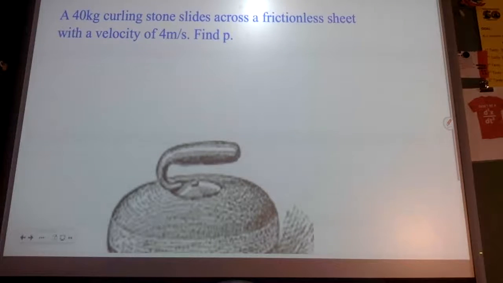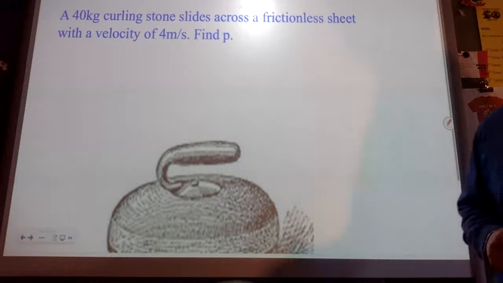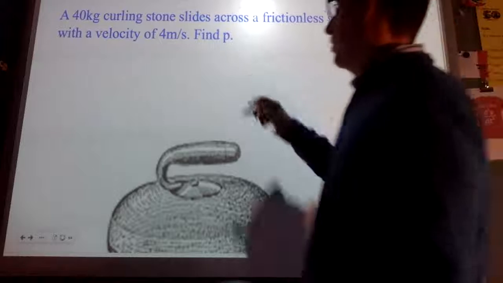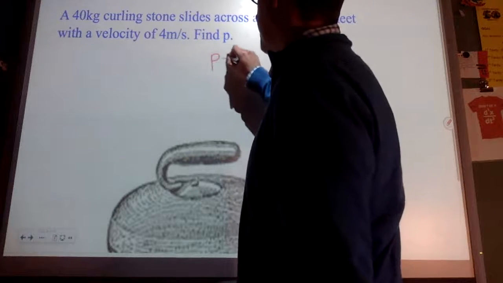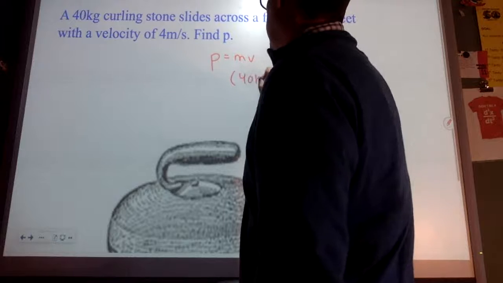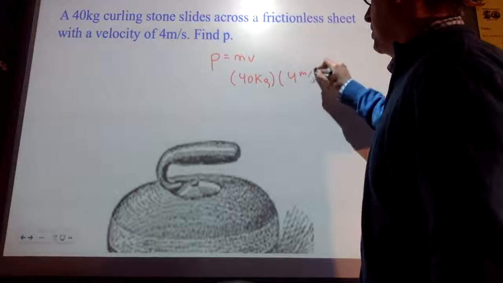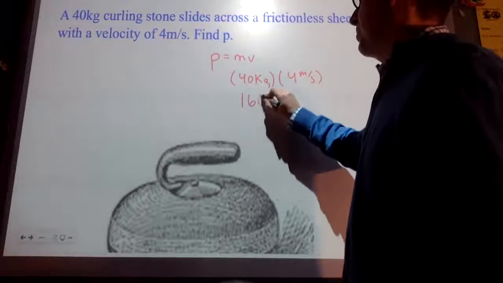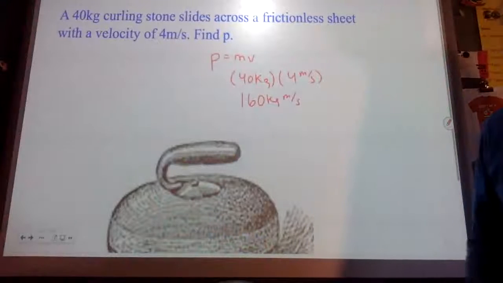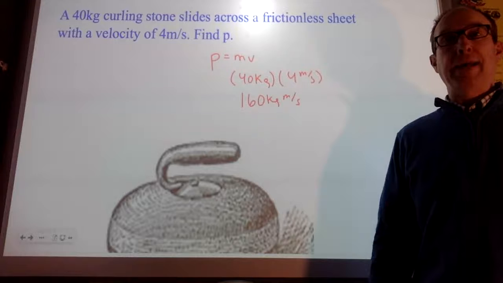A 40-kilogram curling stone slides across a frictionless sheet with a velocity of 4 meters per second. What would our momentum be? First we're going to start with our equation, which is little p equal to m times v. So this is going to be 40 kilograms times 4 meters per second, which is 160 kilogram meters per second. So it's a product of both the mass and the velocity.